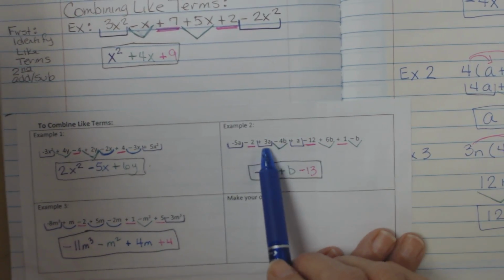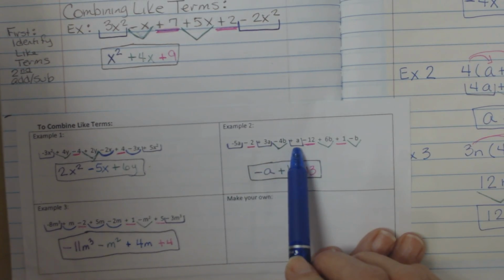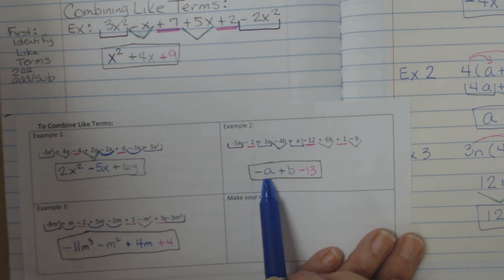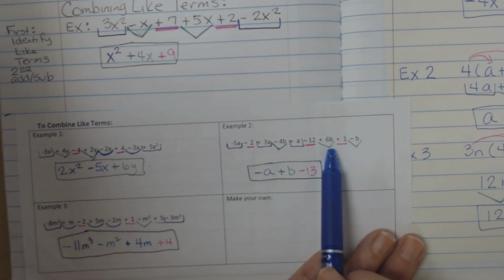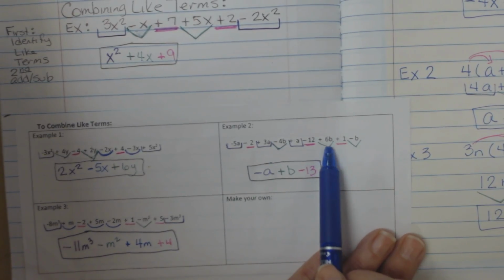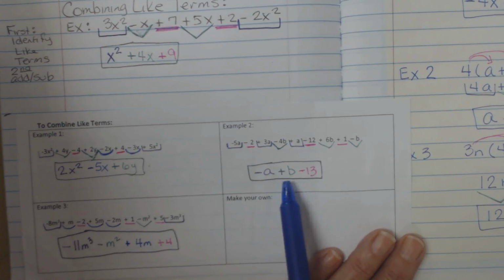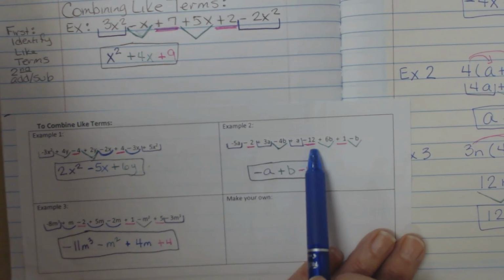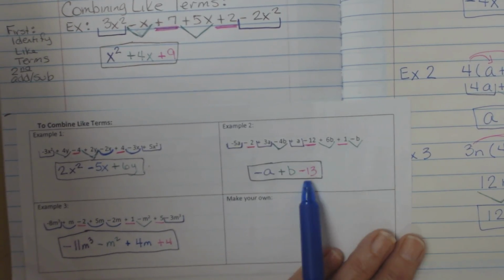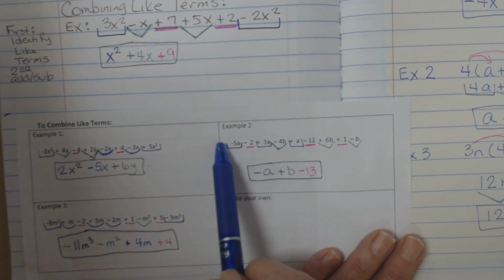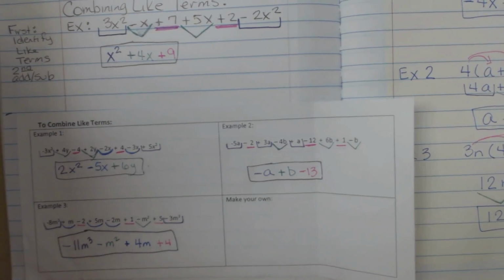Negative 5 plus 3 is negative 2. Negative 2 plus 1 is negative 1. So that's where the negative a came from. Now we go to our b terms. Negative 4 plus 6 is positive 2. Positive 2 minus 1 is 1. So that's where the plus b came from. Then we have negative 2 minus 12, which is negative 14. And we take negative 14 and add 1 to it and get negative 13. So this whole expression became negative a plus b minus 13.